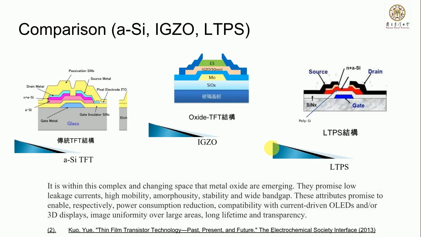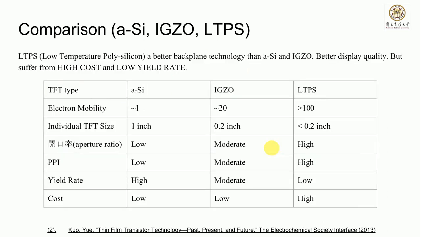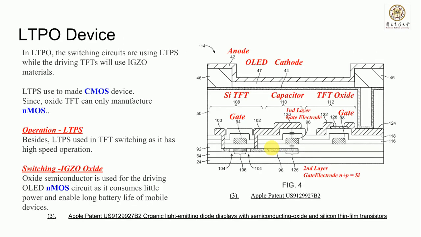Now, we compare the various technologies like amorphous silicon, indium gallium zinc oxide, and low temperature polysilicon technologies with parameters like electron mobility, individual TFT size, aperture ratio, PPI, yield rate and cost. We have found that LTPS has a better backplane technology than the other two display technologies. Though it has better display quality, it also has disadvantages like low yield rate and high cost. Now, we'll be discussing our LTPO device.